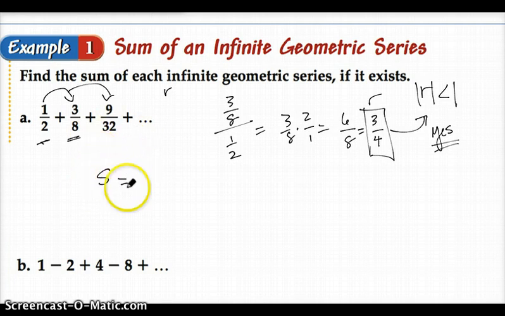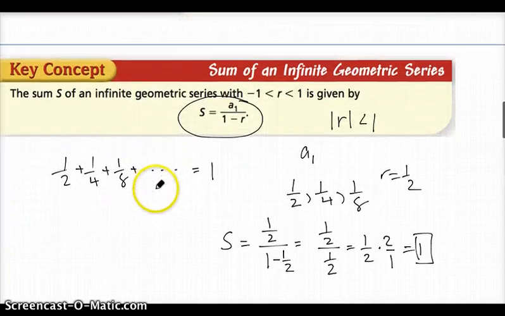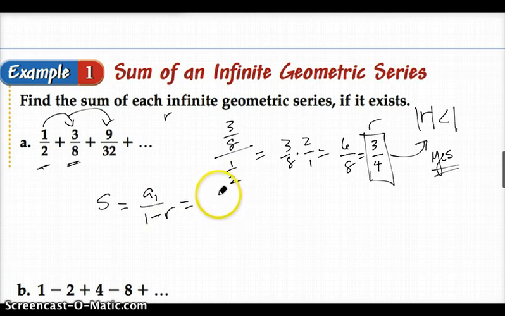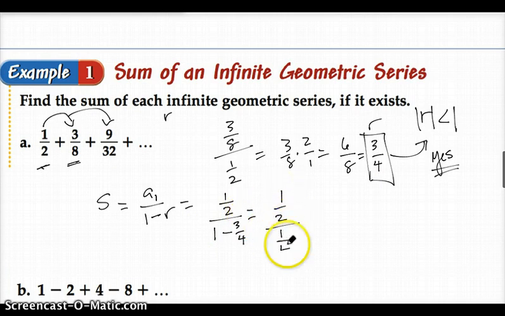S is equal to, let's see, what was S equal to? I need to glance up here. S is equal to a sub 1 over 1 minus r. Let's make that a subtraction sign, please. 1 minus r, and so we are going to do it. A sub 1 in this case is 1/2 over 1 minus r, being 3 over 4. And when I get 1/2 minus 3 over 4, that's 1/4.